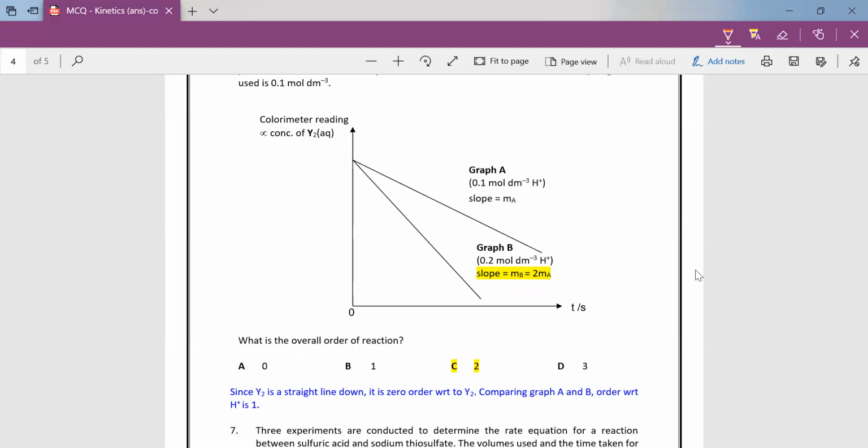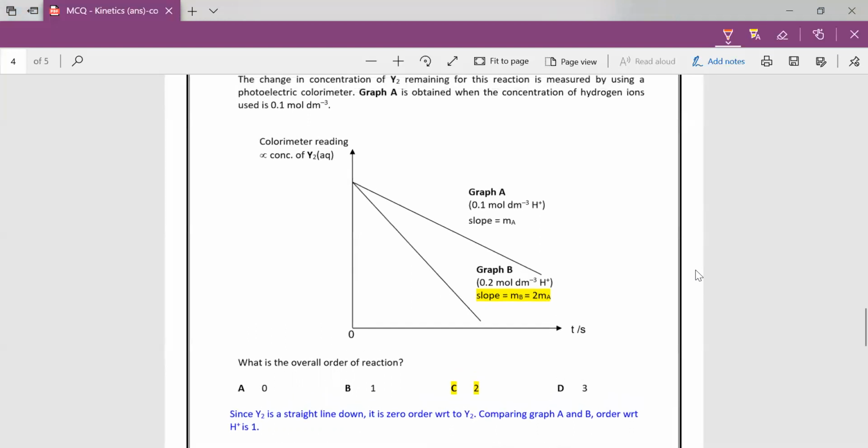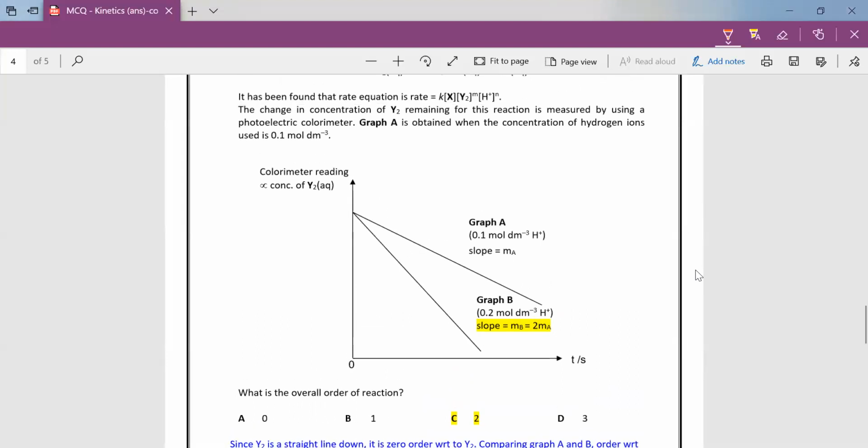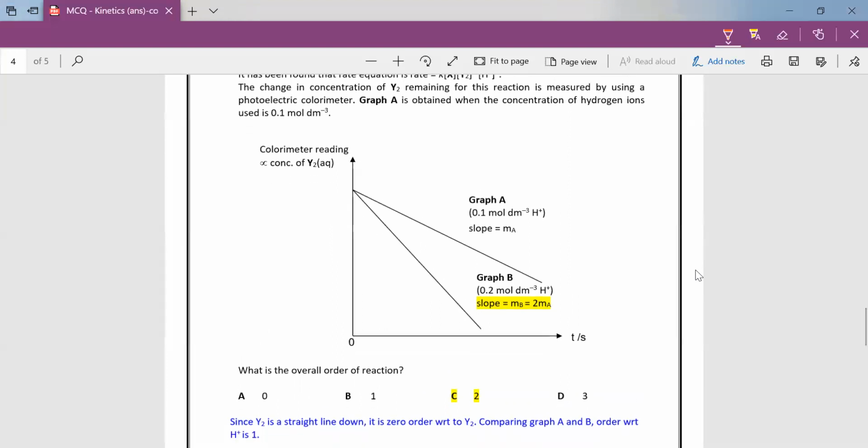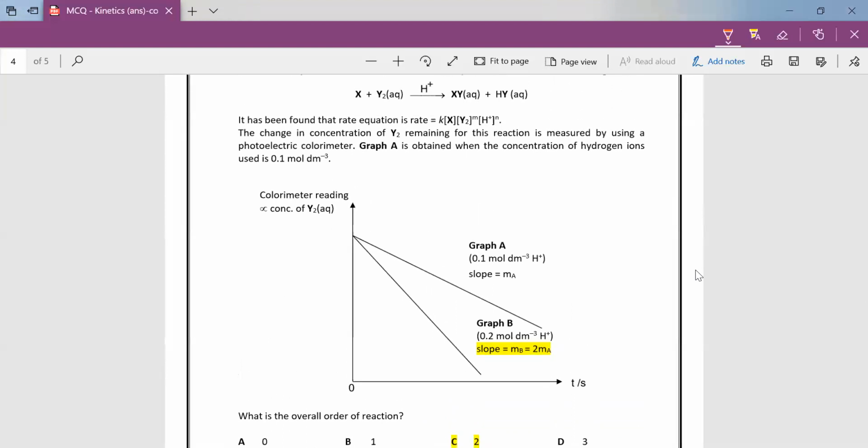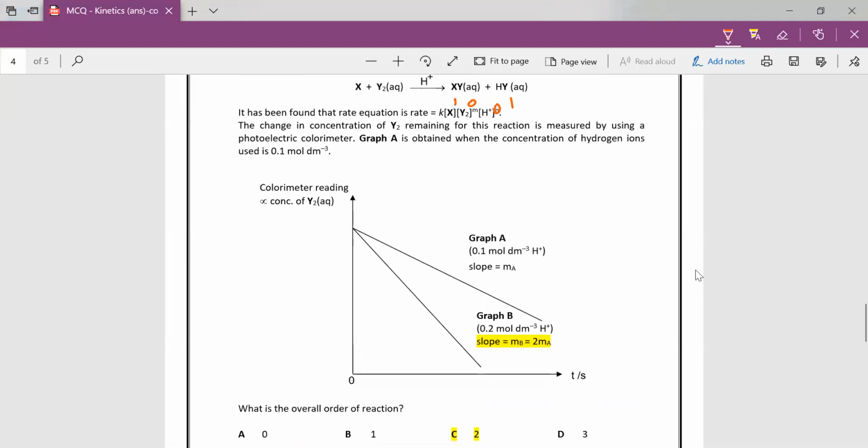So the overall order is 1 for H+, 0 for Y2, 1 for X, so the overall order is 2.